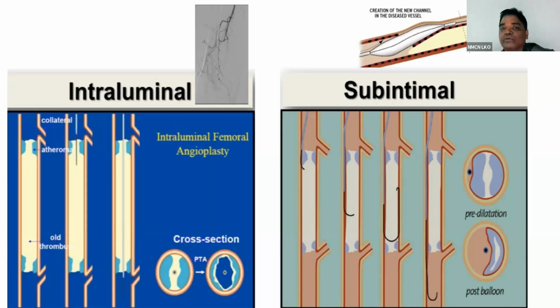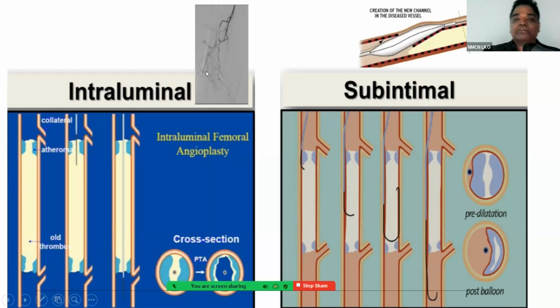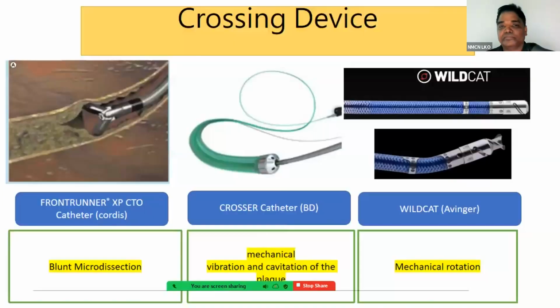So sometimes you also get complete occlusions, and these are more commonly seen in the thigh. And sometimes you have to go across these. There are a number of techniques used to go across these lesions. You can go by an intraluminal approach, that is through the plaque, or you can take a subintimal approach where you make the wire cross subintimally and then re-enter the lumen distally, and then you do your angioplasties.